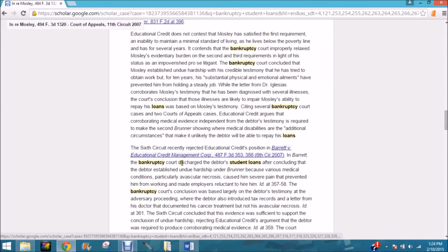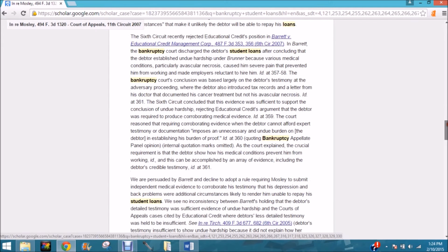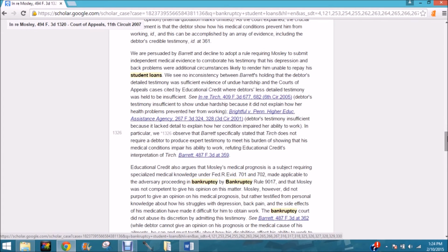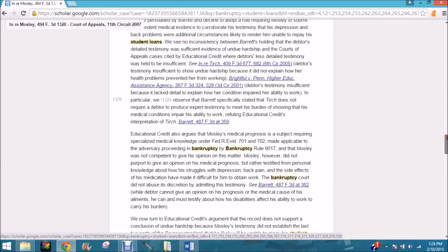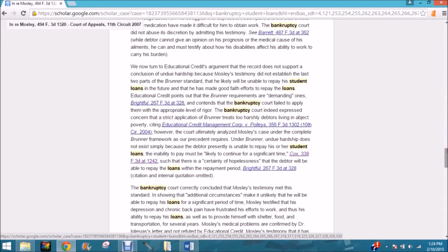Luckily, the Sixth Circuit has rejected this argument, and it looks like the 11th Circuit is going to reject that too. And let's just say that they do decline to adopt the rule that requires medical evidence by experts, which is good because that means it's possible for pro se people without much money to testify about their own circumstances and to show records that they've got. And we're going to move on now because we know he won this argument, right?